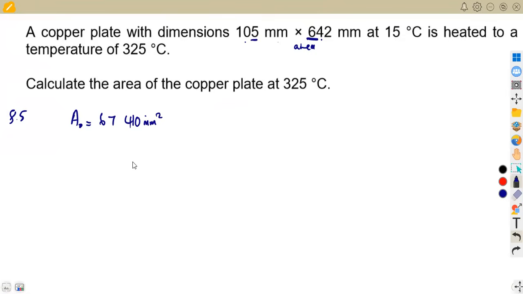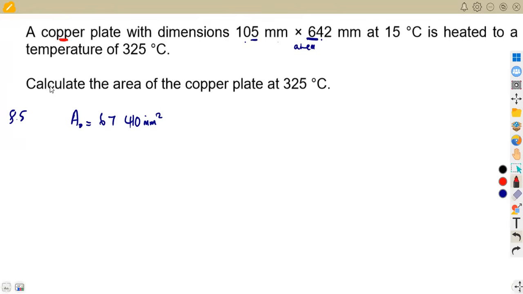Square millimeters, which you can convert to square meters if you want. One and the same thing. We can work this in square meters or in square millimeters. It's one and the same thing. So we are given that this is a copper plate, all right?